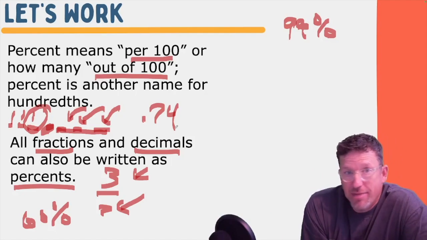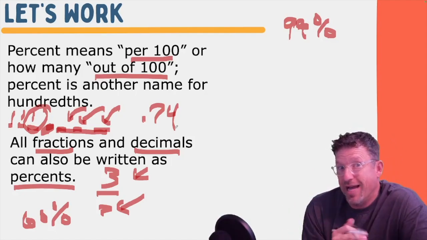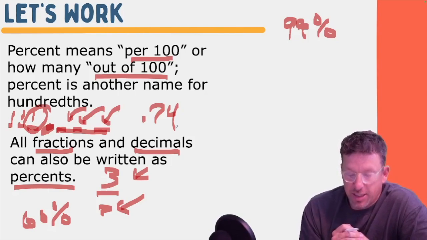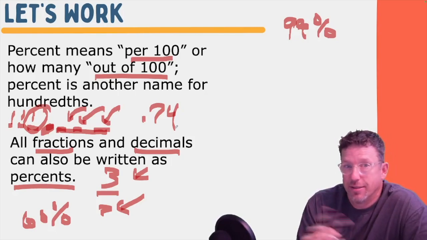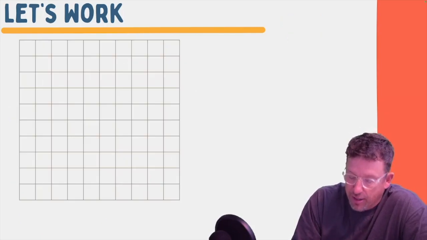So if they all mean the same thing and they can all be shifted back and forth to represent the actual same data, then fractions, decimals, and percents can all be written, and we can move around between them. We're going to be doing a lot of work on that. Not as much today, but a lot of work.